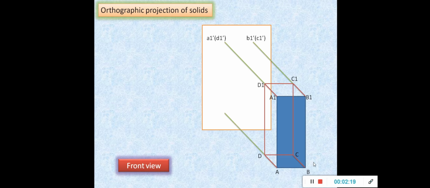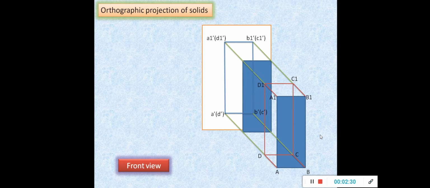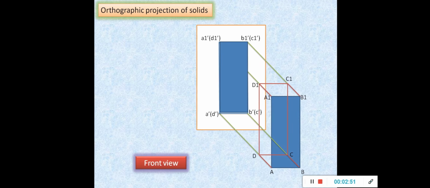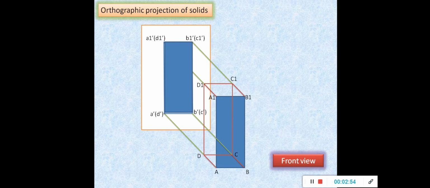Similarly, I'll project the bottom surface here. So I get A dash, D dash and B dash, C dash. When I join all these corners, this is how the shadow falls onto this particular plane. The shadow obtained is A1, B1, A and B. So these points should be visible. You can look once again, this is how the shadow falls onto this vertical plane. So this was about the front view. I hope it is clear. Let us move on to the top view.